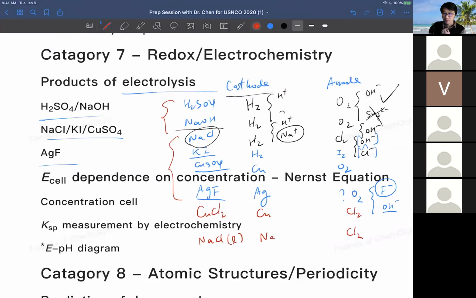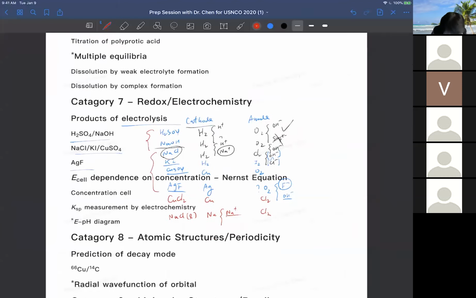Sodium is produced for molten sodium chloride, no problem, right? Because the only candidate on the cathode to gain electrons is Na plus, so there's no other option. Yeah, molten means no water. I think you answered the key point. Okay, so this one is done.